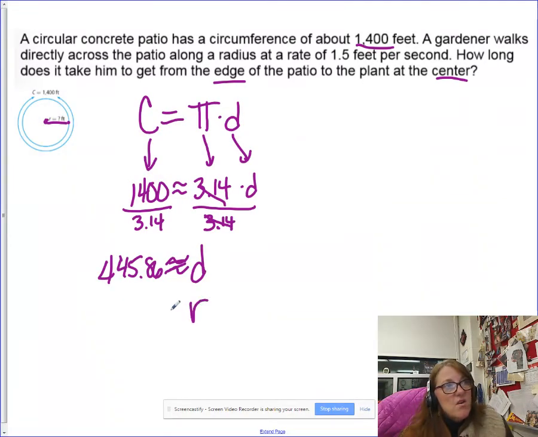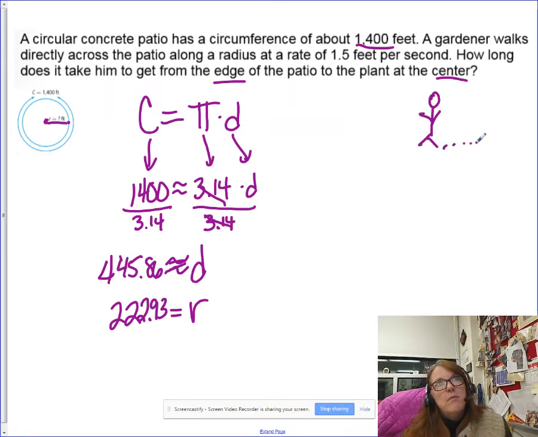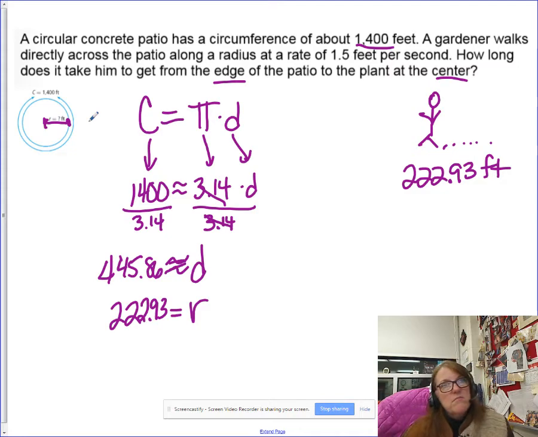So now let's go one more step. Tell me what the radius is. If this is the diameter, radius is exactly half of that. So take half of that, divide by 2. 445.86 divided by 2. I get 222 and 93/100. Okay, that's my radius. That's the feet. That is how far the gardener has to walk. They're going to go a distance of 222.93 feet to get from the edge of the patio to the center where this plant is.